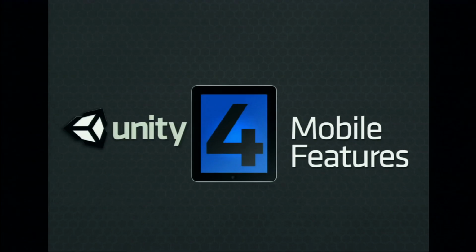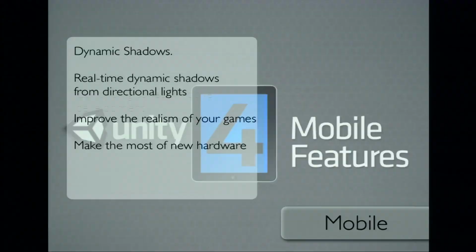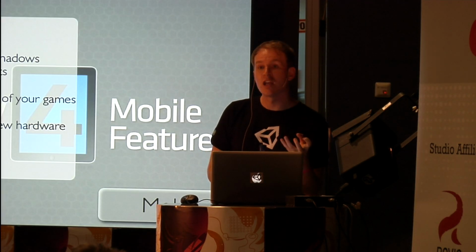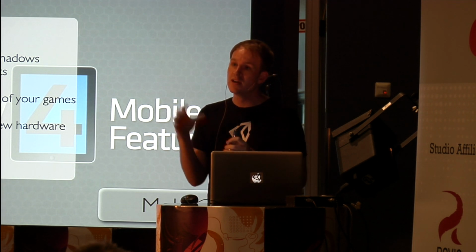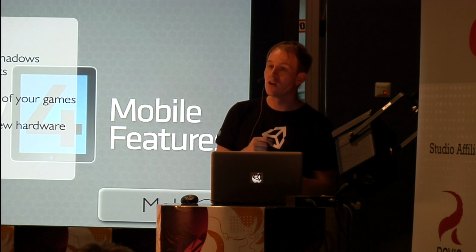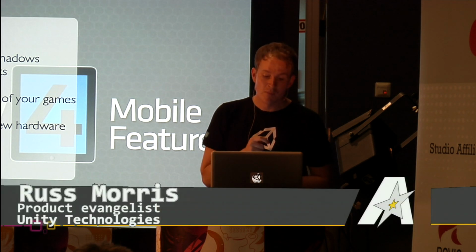Oh, I'll come to that in a second. So new mobile features, dynamic shadows. This was something which was never possible, but now you can have dynamic shadows on your objects. So objects which move around can cast shadows. Previously this wasn't possible because Unity didn't support it, and also because hardware just couldn't cope with it.